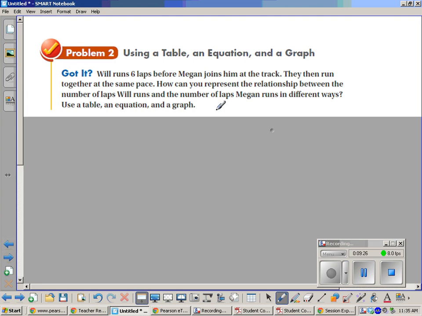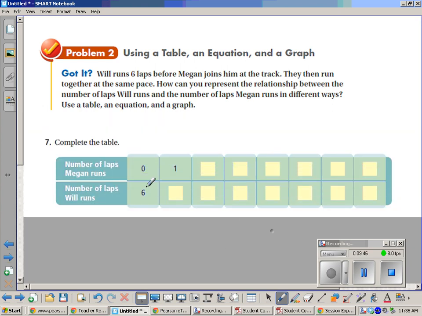Now we're going to talk about building an equation from a table and then graph that. Will runs 6 laps before Megan joins him at the track. They run together at the same pace. How can you represent the relationship between the number of laps Will runs and the number of laps Megan runs in different ways? So let's just deal with the table first. Let's start with Will down here has run 6 laps, and Megan has not run any yet. Once Megan has run 1, Will continues to run. So these are going to go up all by ones.